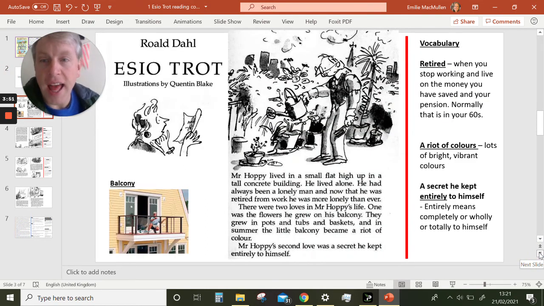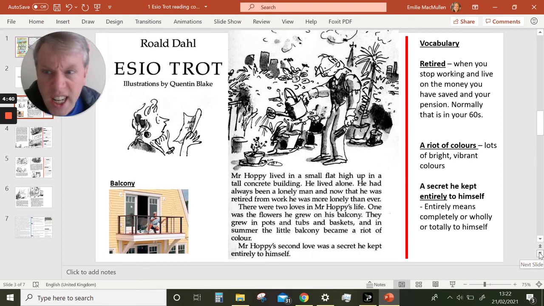Roald Dahl, Esio Trot, illustrations by Quentin Blake. Mr. Hoppy lived in a small flat, high up in a tall concrete building. He lived alone. He had always been a lonely man, and now that he was retired from work, he was more lonely than ever. There were two loves in Mr. Hoppy's life. One was the flowers he grew on his balcony. They grew in pots and tubs and baskets, and in summer the little balcony became a riot of colour. Mr. Hoppy's second love was a secret he kept entirely to himself.